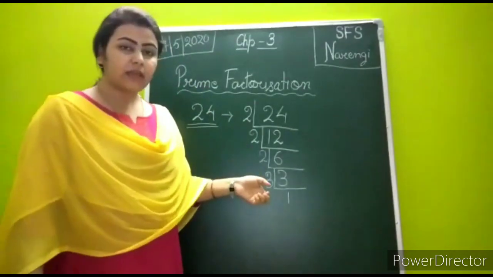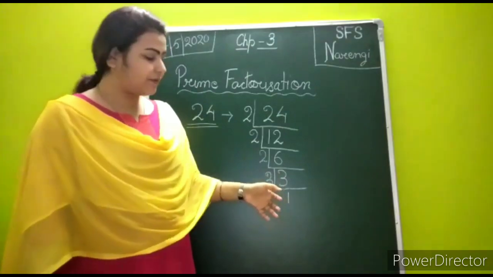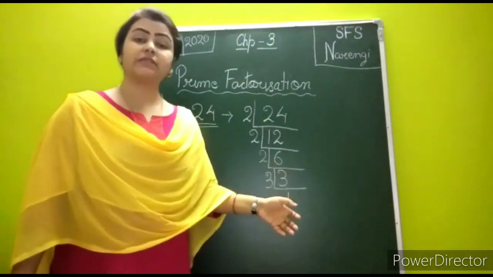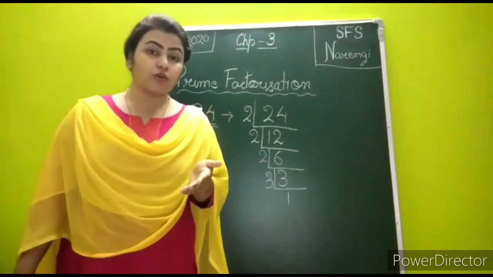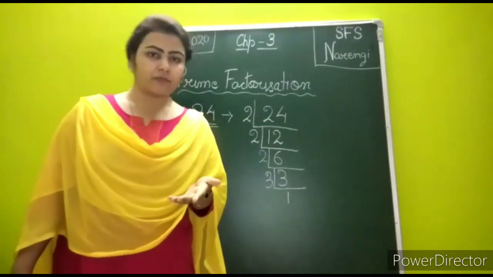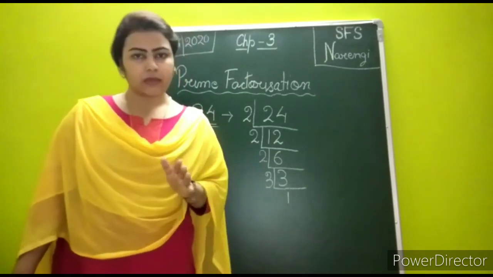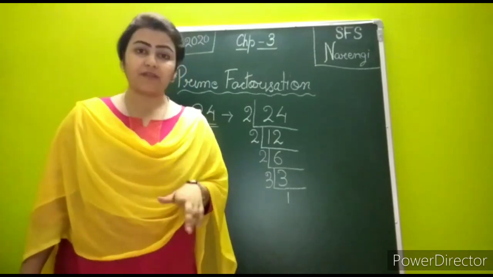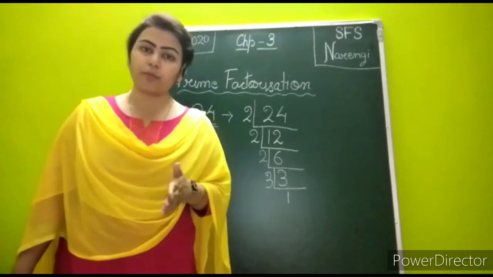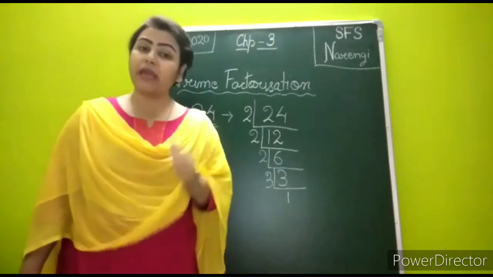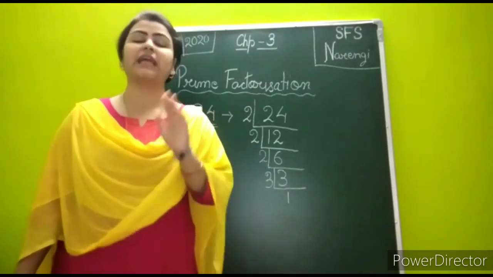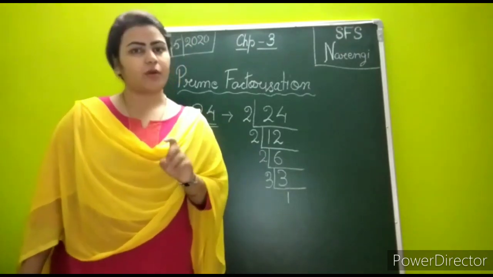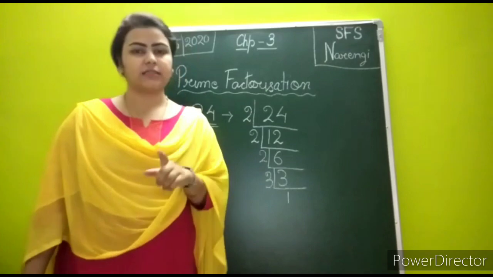So after 2 and 3, if we would have got something that is no more divisible by 3, then which prime number would we have gone to? We would have gone to 5. Okay? Clear? And in this chapter you have the table of prime numbers and composite numbers. Children, make sure that you have learnt the prime numbers till 30 at least. Okay? Till 30 at least.